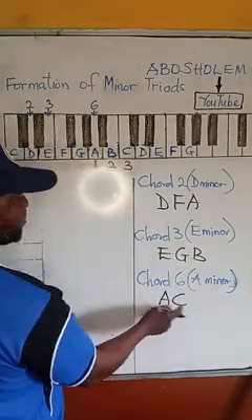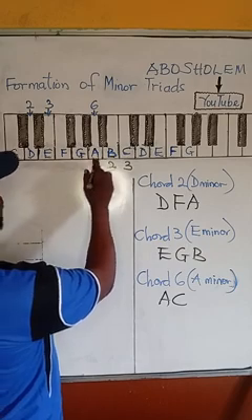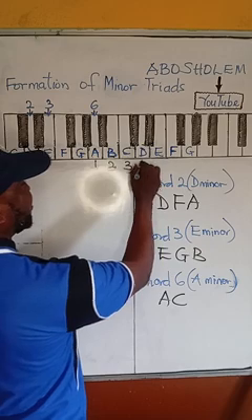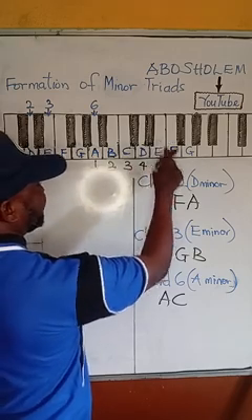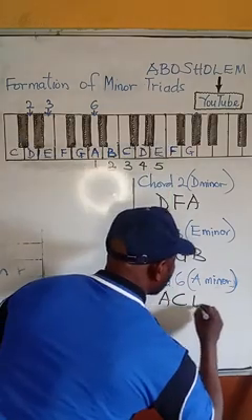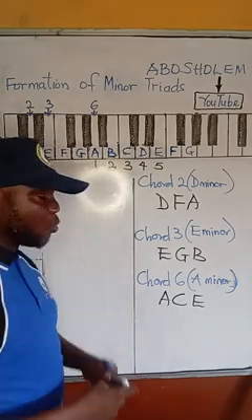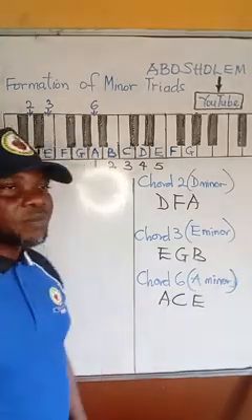Then you count 5 steps from the root, which is A. 1, 2, 3, 4, 5. The fifth one is E. So you have E as the third note of this minor triad.